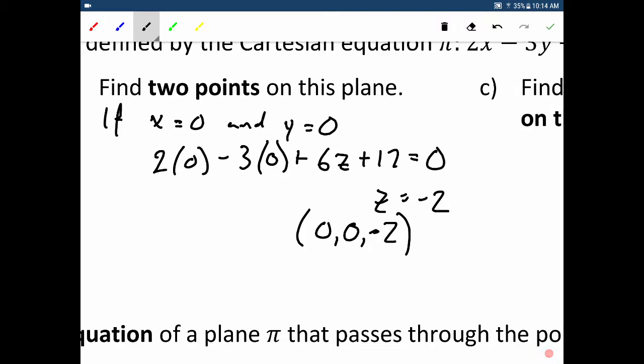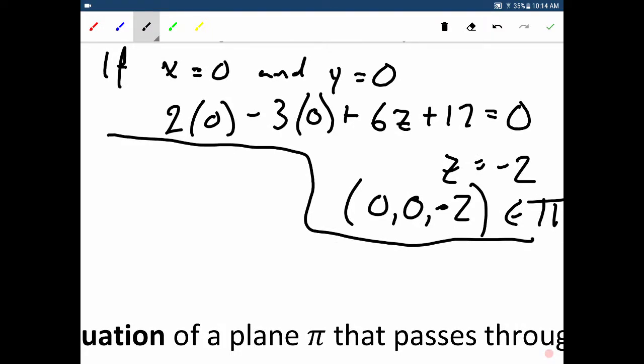Okay? And then a way to show that that is on the plane is you would say it is on pi. So similar to when we said is an element of the real numbers, this is saying it's an element of pi. This point lies on the plane pi. Okay? And I'll do it smaller here for the second one because I kind of ran out.